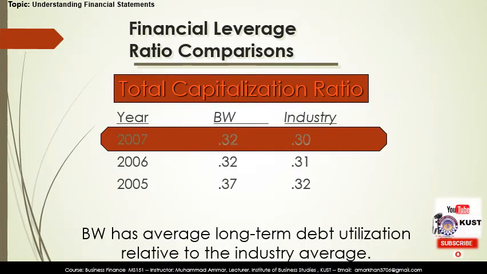You clearly see the total capitalization ratio for the years 2005, 6, 7, but currently we are talking about the year 2007. So this is the Basket Wonder comparison with the industry average, and you see the Basket Wonder ratio is 0.32 in comparison to the industry average, which is 0.30, which means BW, Basket Wonder, has average long-term debt utilization relative to the industry average, right?